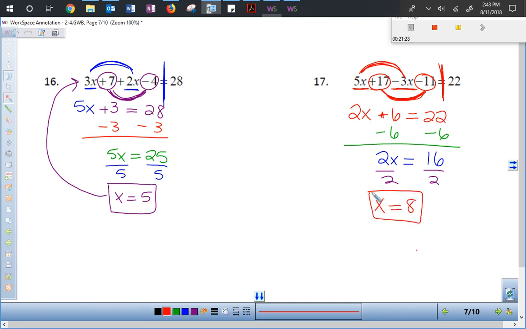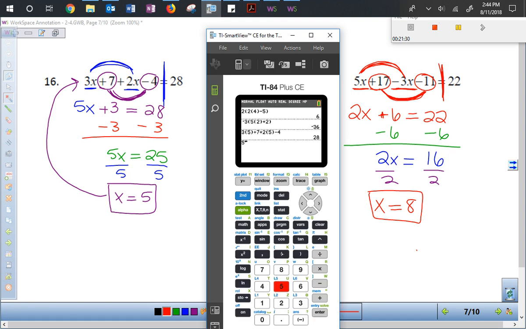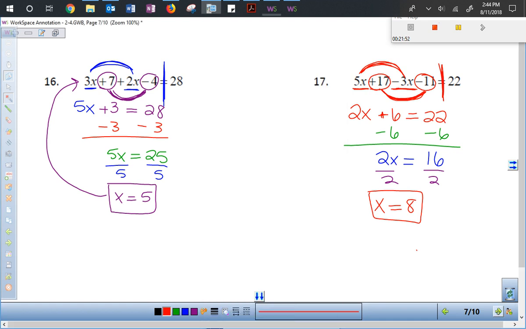Again, to check this, we want to put it back into the original equation. So 5 times 8 plus 17 minus 3 times 8. Oh, I forgot 17. Let me try again. 5 times 8 plus 17 minus 3 times 8 minus 11. Calculator says I should get 22, and I got 22. So simplify first, then solve.